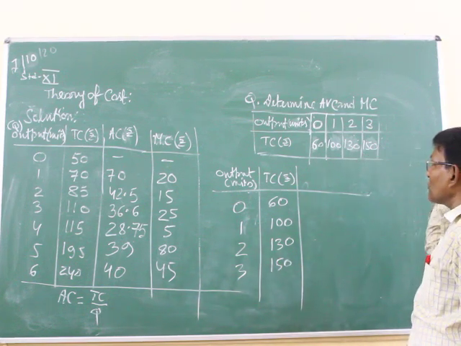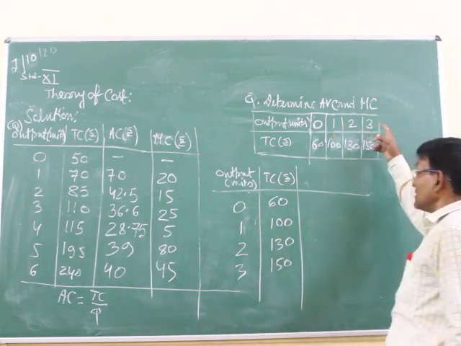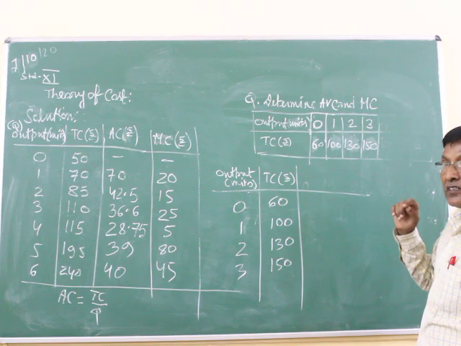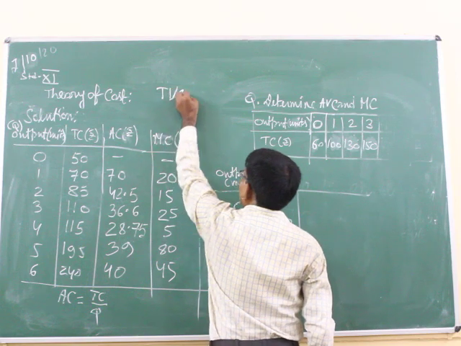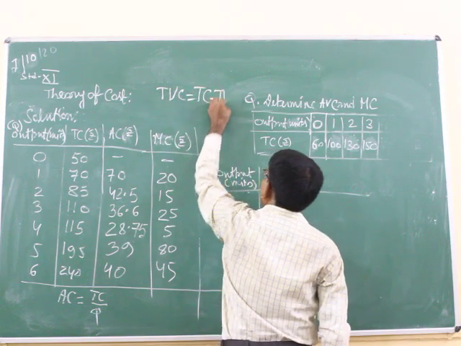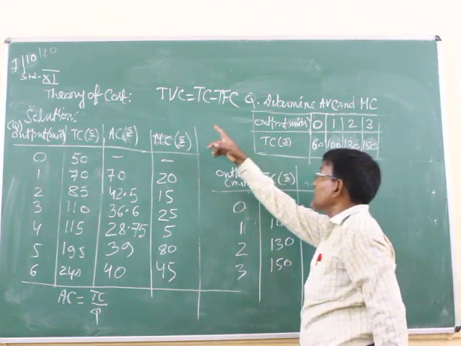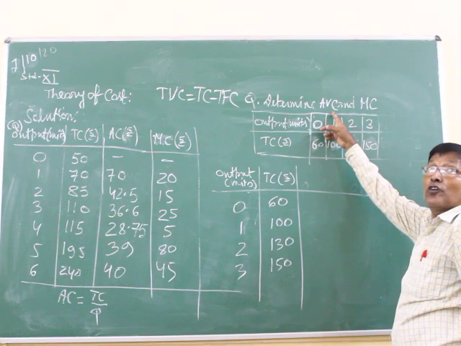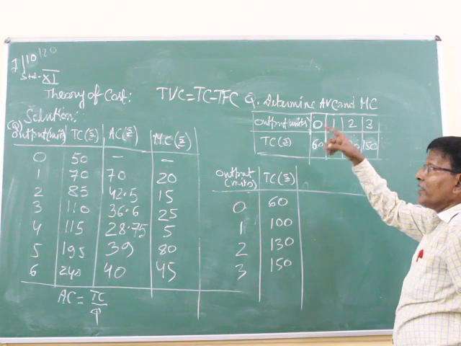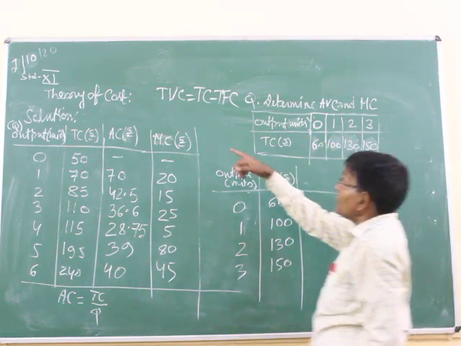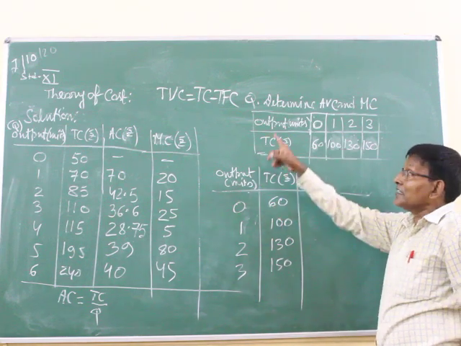Now what are the things you have to calculate? AVC and MC. To calculate the value of AVC and MC, we need the value of TVC. Now how to find out TVC? TC minus TFC. Because without TVC, we will not be able to calculate the value of AVC. That is why we have to calculate extra columns. But here, TC is given, TFC is not given.